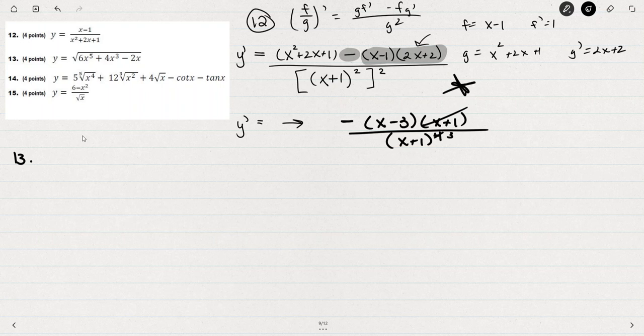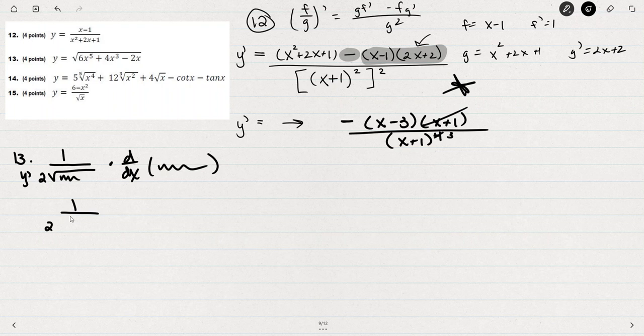Number 13, to use the chain rule, y prime is going to be 1 over that square root times the derivative with respect to x of the radicand. So what does that look like? It's 1 over 2 times the square root of 6x^5 plus 4x cubed minus 2x, times the derivative of the numerator, 30x^4 minus 12x squared minus 2.